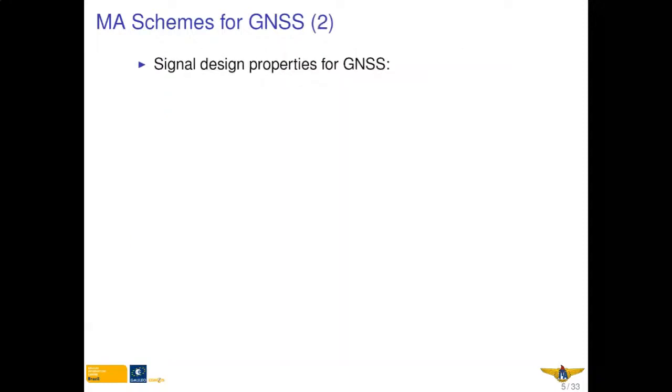Signal design properties for GNSS are synchronization accuracy, which means the capability of estimating time delay, Doppler, and carrier phase in order to calculate pseudorange and then position. The robustness of this synchronization and time and parameter estimation.